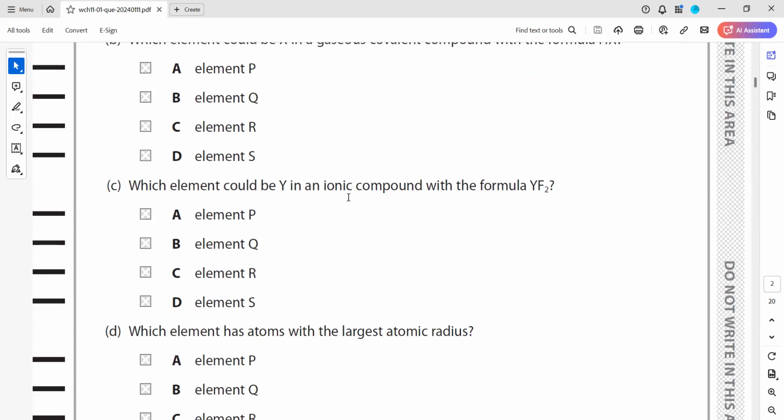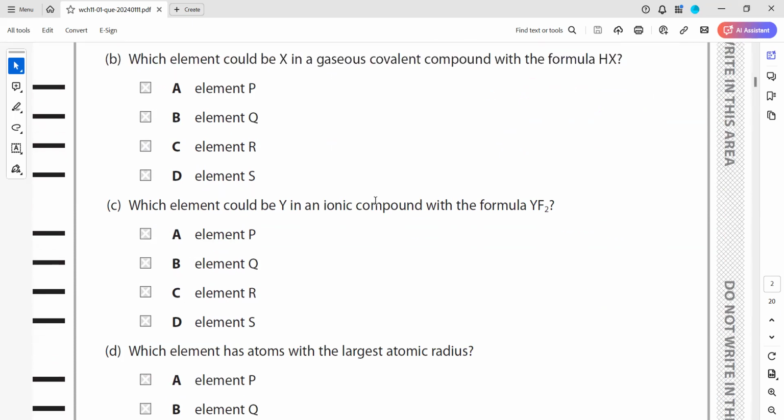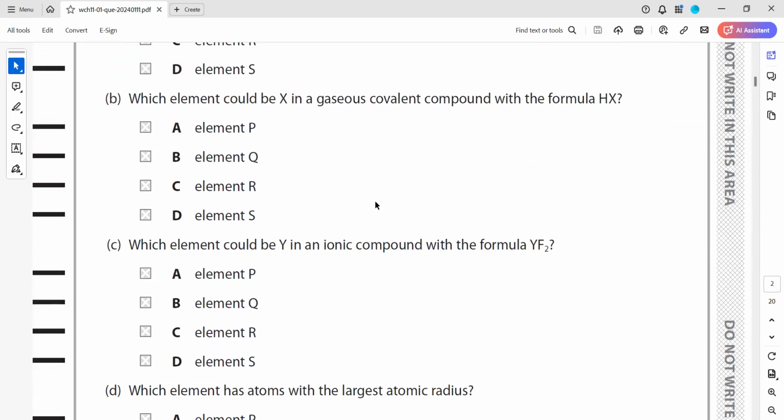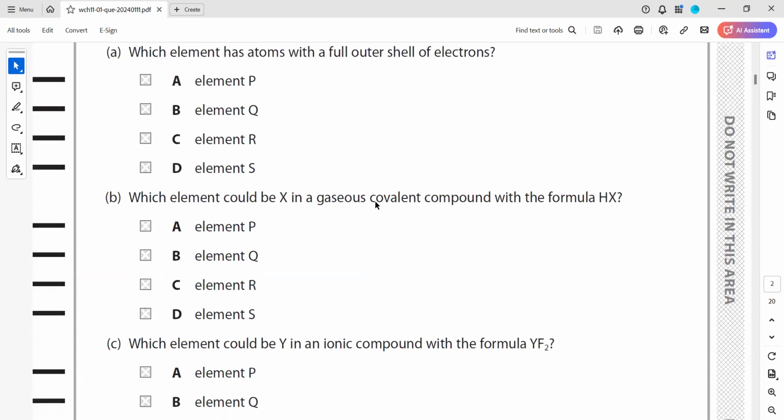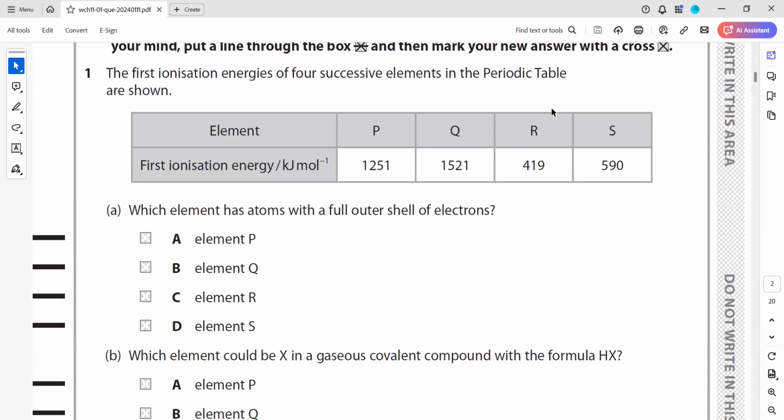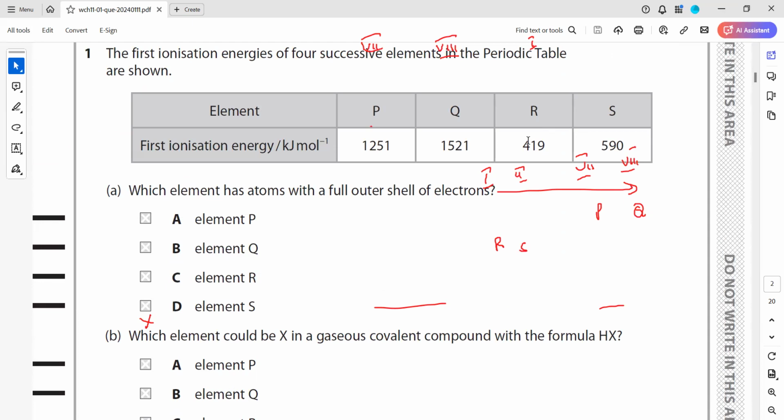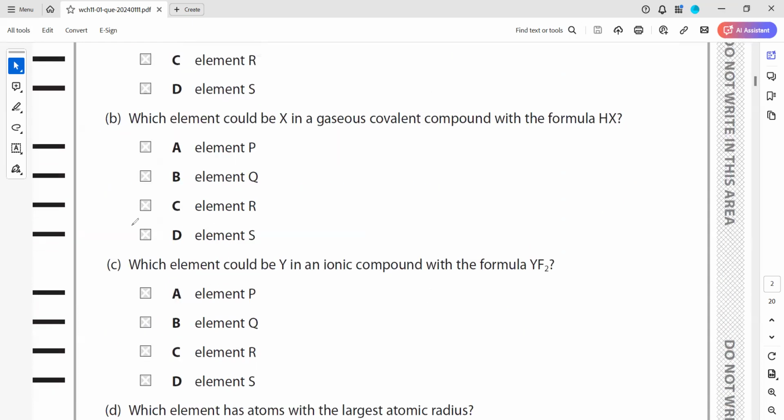Then which element could be Y in an ionic compound with the formula YF2? That means a group 2 element. Which one is a group 2 element? We already identified that S should be a group 2 element. So the answer will be S here.